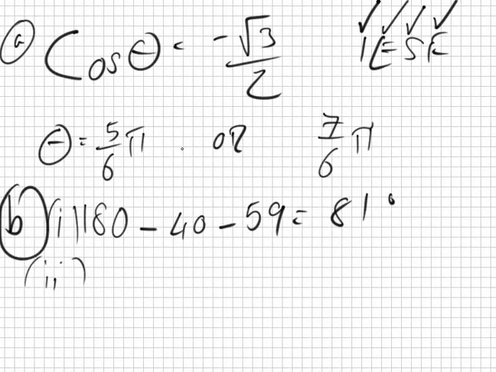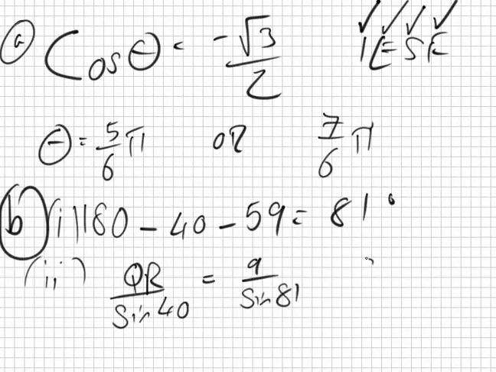So we'll call the side QR. I'll just call it QR. So QR over sine 40 equals 9 over sine 81. So QR will equal... and hey, don't forget to switch your calculator back to degree mode.